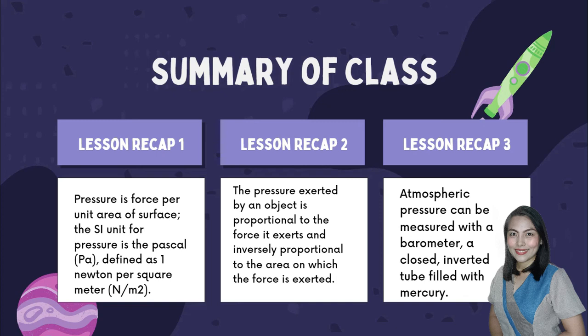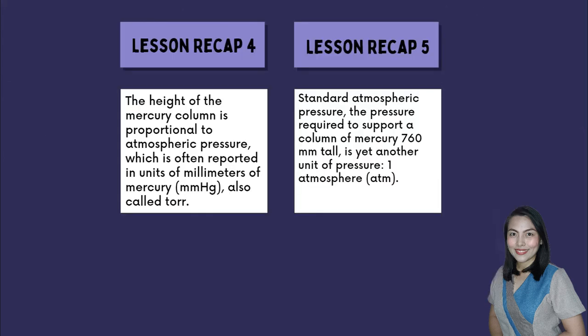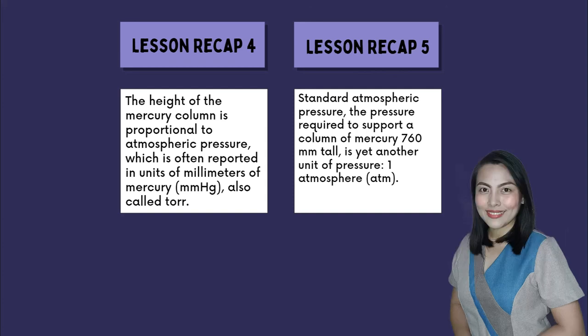Atmospheric pressure can be measured by a barometer, a closed inverted tube filled with mercury. Then, we also learned that the height of the mercury column is proportional to the atmospheric pressure, which is often reported in units of millimeter of mercury, also called torr. And lastly, the standard atmospheric pressure, the pressure required to support a column of mercury 760 millimeters tall, is yet another unit of pressure, 1 atmosphere.